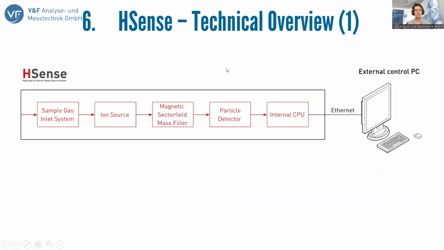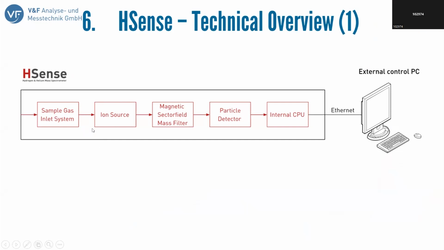Maybe a little bit about what is actually going on in the instrument. So how is the hydrogen measured? The instruments typically consist of 5 major sections. So you would have the sample gas inlet system. This comprises the heated lines, the gas transfer towards the measurement cell, and also the exhaust venting.